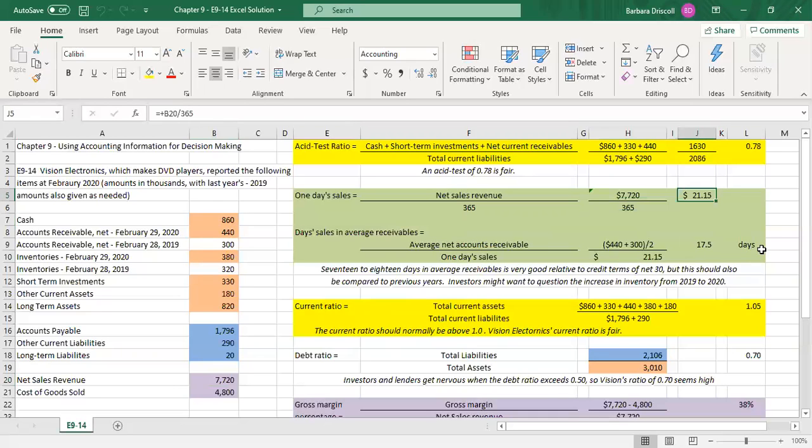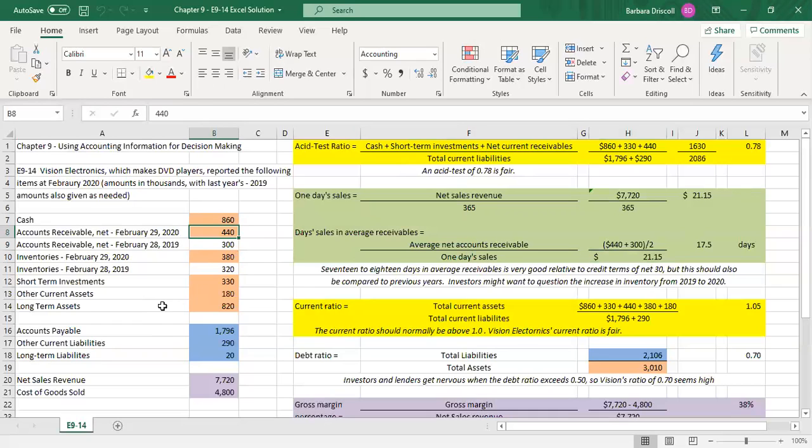We then calculate the days' sales in average receivables. We take our average net accounts receivable divided by the one day's sales we calculated above. Average net accounts receivable is the average between our opening and closing accounts receivable. So we're looking at what was our opening accounts receivable at the beginning of 2020, and what was the ending accounts receivable at the end of 2020, which gives us 17.5 days. This collection period tells us how many days it takes to collect the average level of receivables.